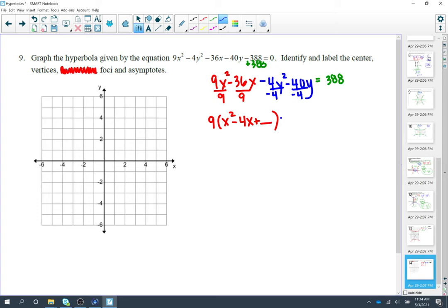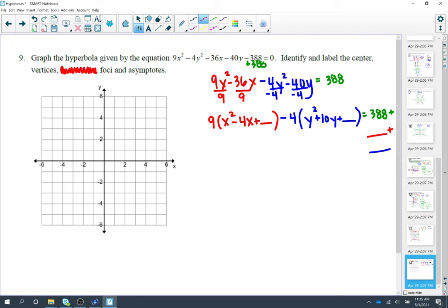Now, that is a negative, but keep in mind when you're doing hyperbolas, it has to be a subtraction. So this is actually good, but make sure we're paying attention to that negative because it's going to come up later. So then we're going to have y squared plus 10y plus blank equals, and then we're going to have our 388 plus blank plus blank, and we're going to pay very, very close attention to that blue blank. That's going to be a problem.